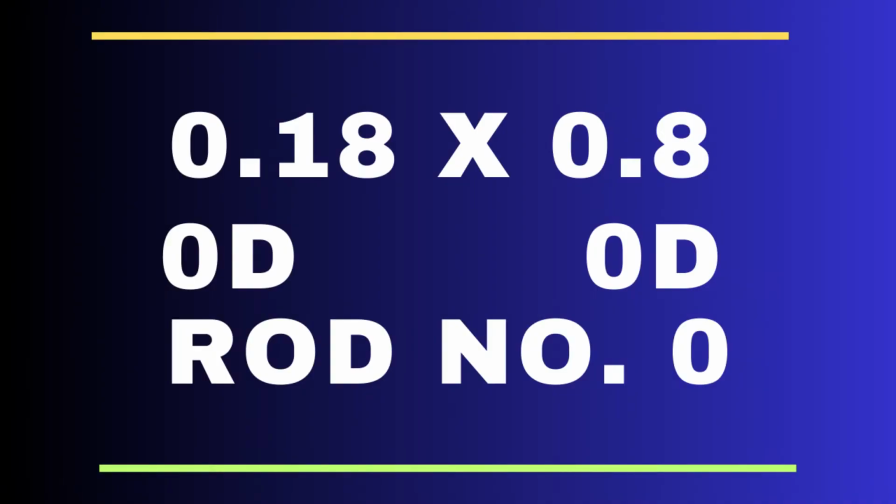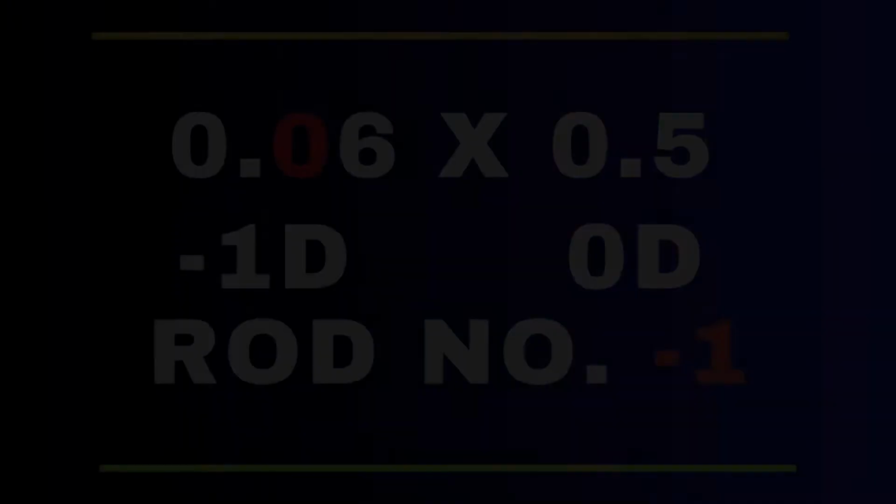In this example, 0.18 multiplied by 0.8. The multiplicand is 0.18 and the integral part in the multiplicand is a 0, that is taken as a 0 digit in this case. And in the multiplier 0.8, again there is a 0 in the integral part. So 0 digit plus 0 digit makes rod number 0. In this case, we need to take the answer from rod number 0.